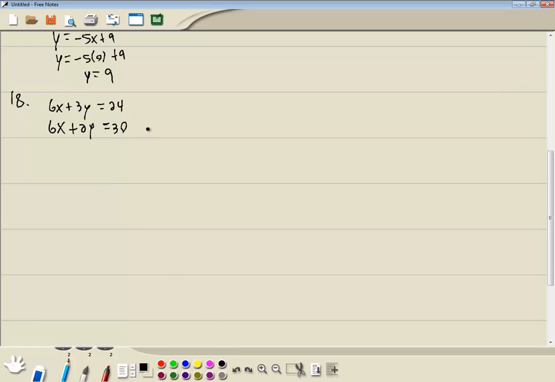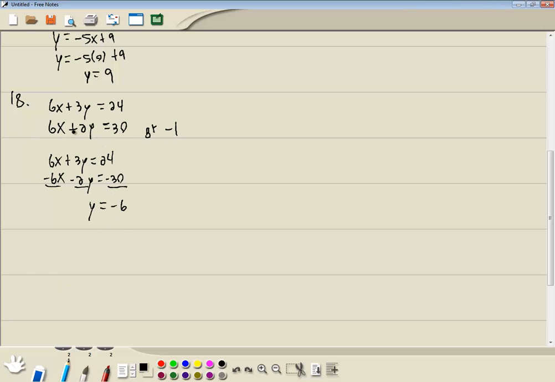Okay, I'm going to multiply the second equation by negative 1. Doesn't matter which one. I'm going to eliminate the x's. So I got 6x plus 3y equals 24. Negative 1 times 6x is negative 6x. Negative 1 times 2y is negative 2y. And negative 1 times 30 is negative 30. 6x minus 6x drops away. 3y minus 2y is y. And 24 minus 30 is negative 6.